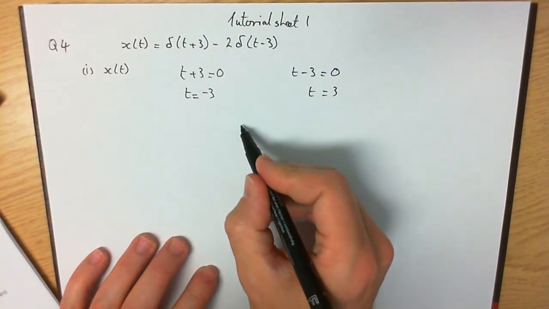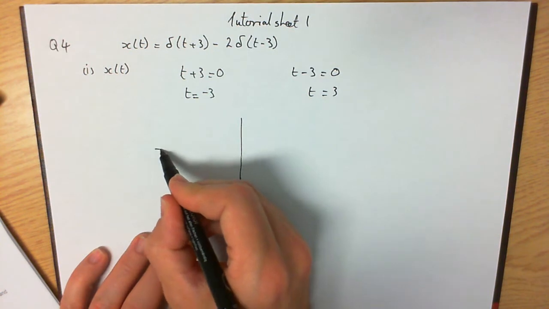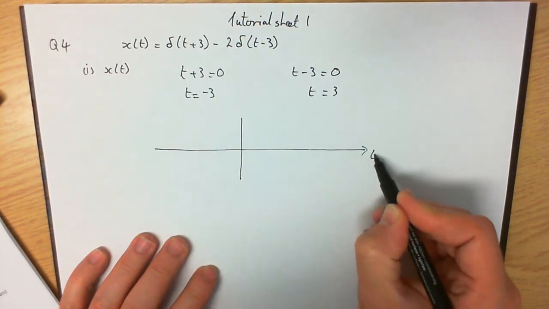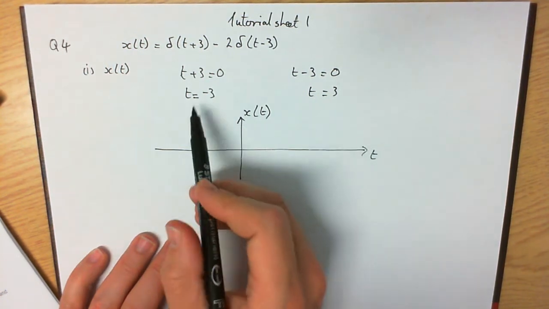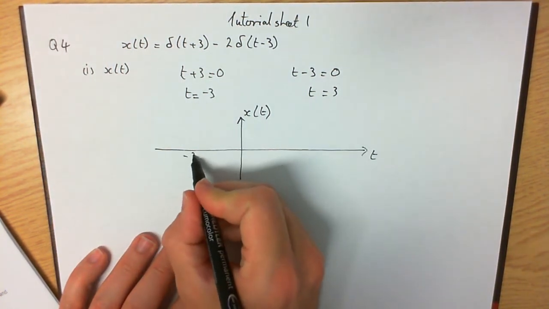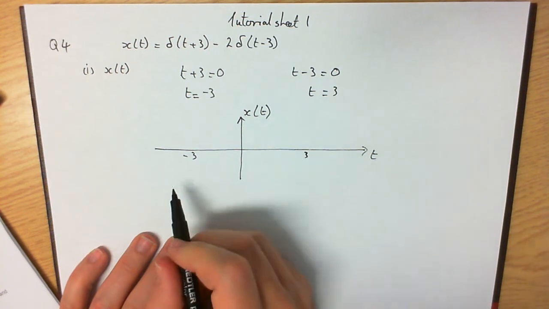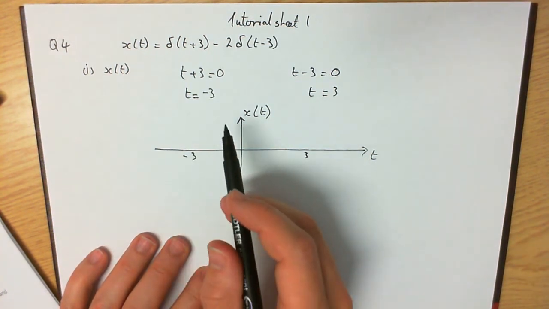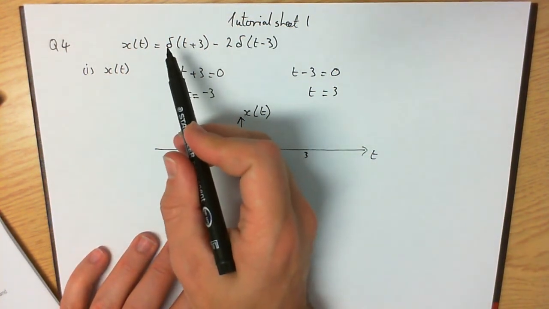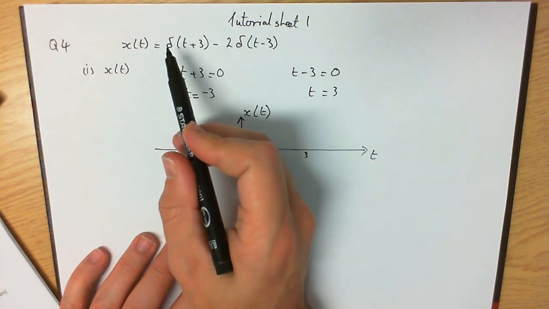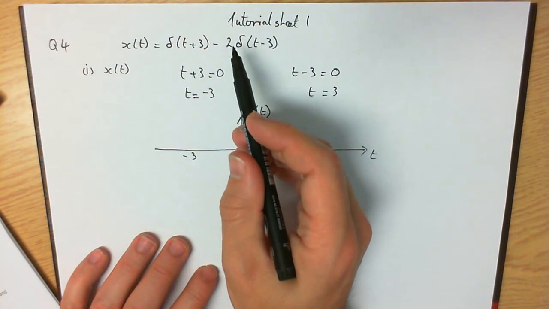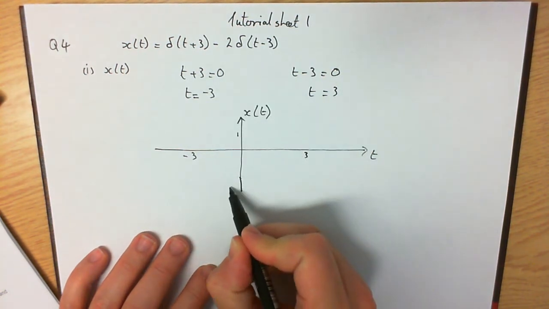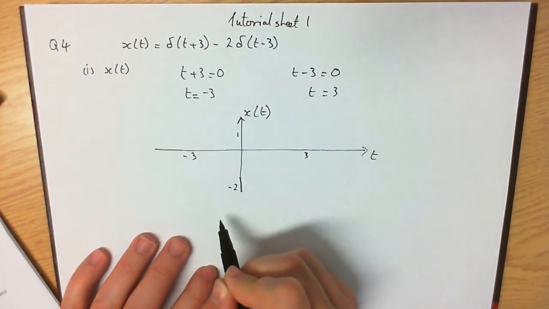So that when we plot the graph of that, we're going to be interested in minus 3 and 3, and we're going to be interested in amplitudes. Well, of course, an impulse has an area that we nominally give it an amplitude of 1 and minus 2. So try and draw this to scale. So we're going to be looking at that.